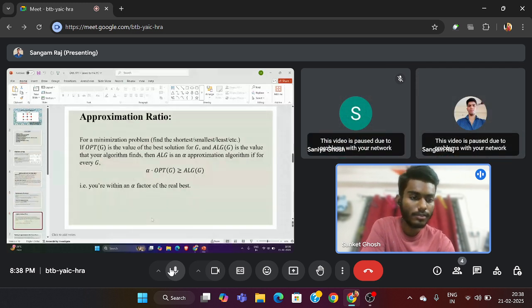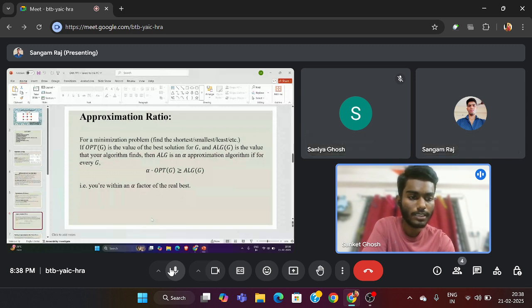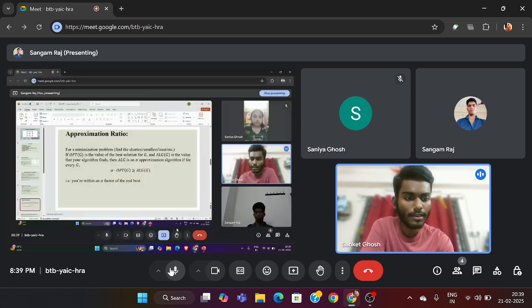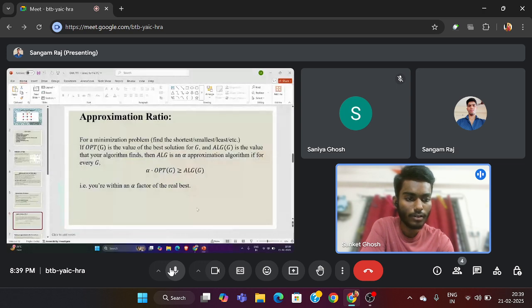The approximation ratio is a measure of how close an approximation algorithm solution is to the optimal solution for a given optimization problem, and it provides a guarantee on the quality of the solution that the algorithm can produce. For minimization problems, the main goal is to find a solution with the smallest possible value.